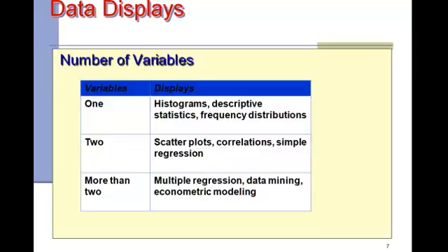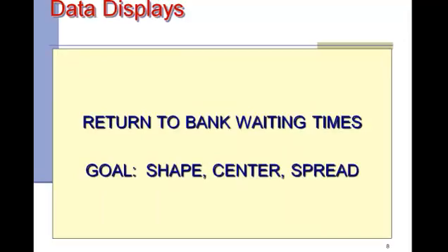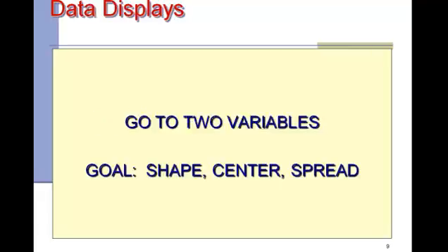Although there are also ways when you have more than two variables to display them through data mining and econometric modeling, those are topics that are above and beyond the scope of this course, so don't worry about those. Now, in a moment, I'm going to go back to the bank waiting times that we referenced in the first lifeline. And again, just keep in mind, the whole goal of these displays is to determine the shape, the center, and the spread of the data.